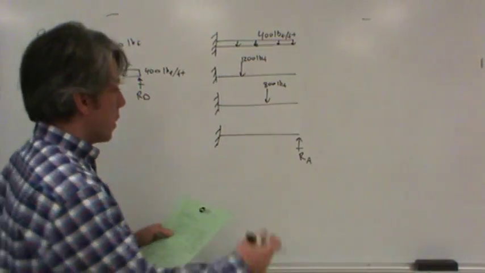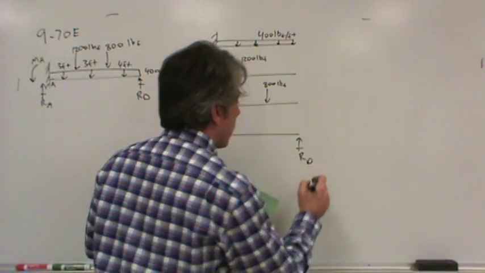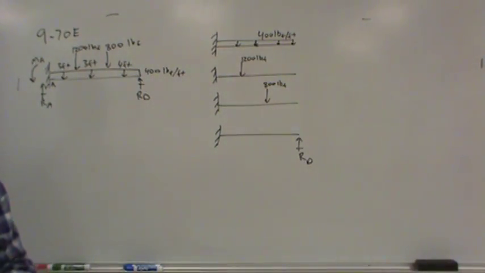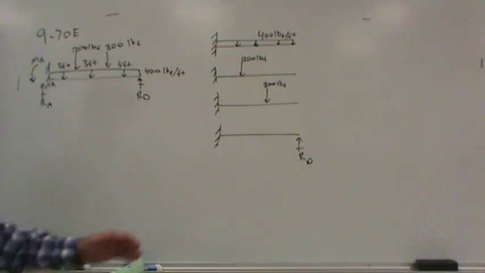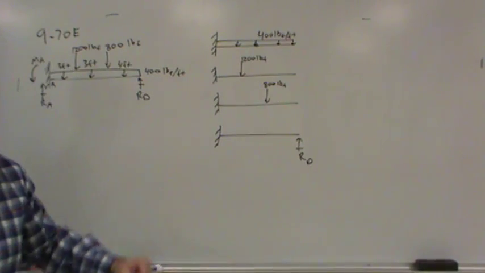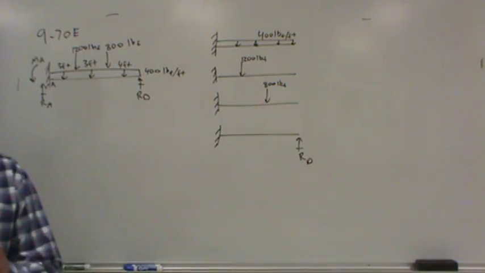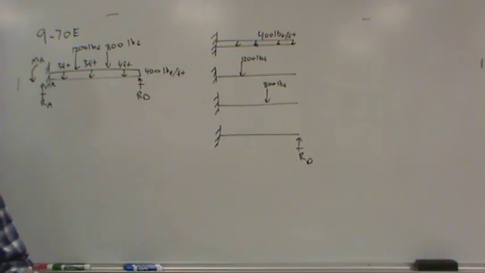And really the reaction out at D is another point load. We don't know its magnitude yet, but we should be able to find it. So I'm basically breaking down the loads into 4 parts. And like I said last time, we're going to superimpose. We're just going to add them together to get the solution.